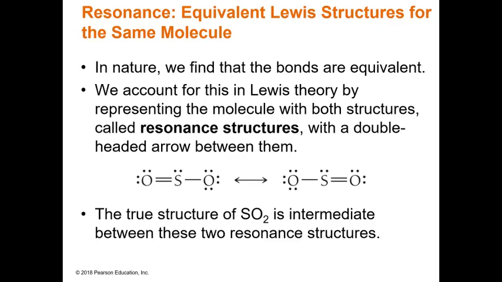To represent this more accurately, we use a double-headed arrow between the resonance structures. This notation tells us the molecule doesn't flip between them. It exists in a stable average state. Resonance is key for understanding molecules like ozone, nitrate, and many others.